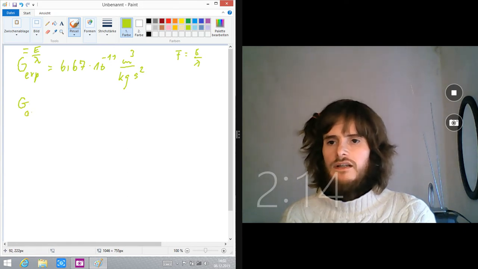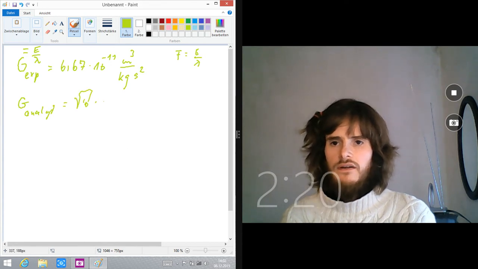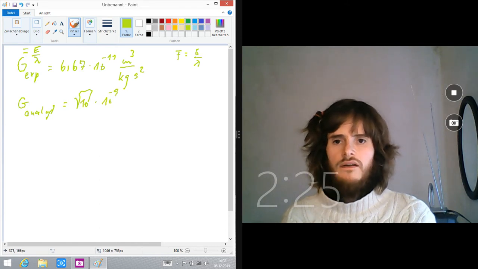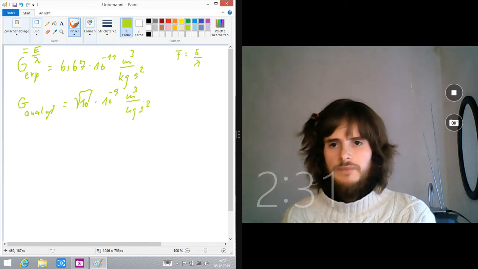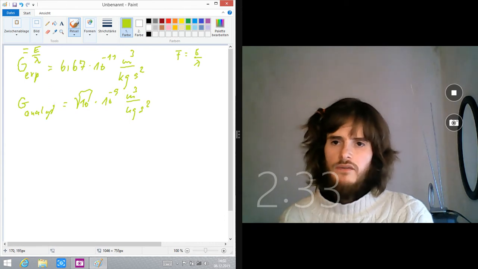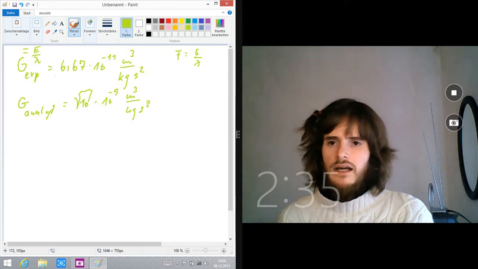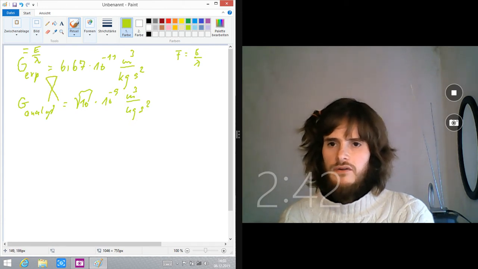The G analytical value is the root of 10 times 10 to the minus 9 cubic meters per kilogram and square time. And between both is transformed in the overthrusting of two micro black holes.